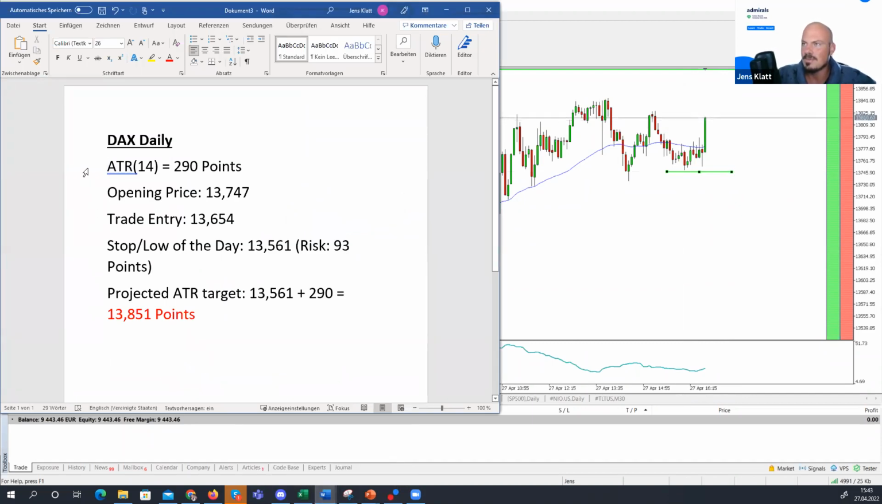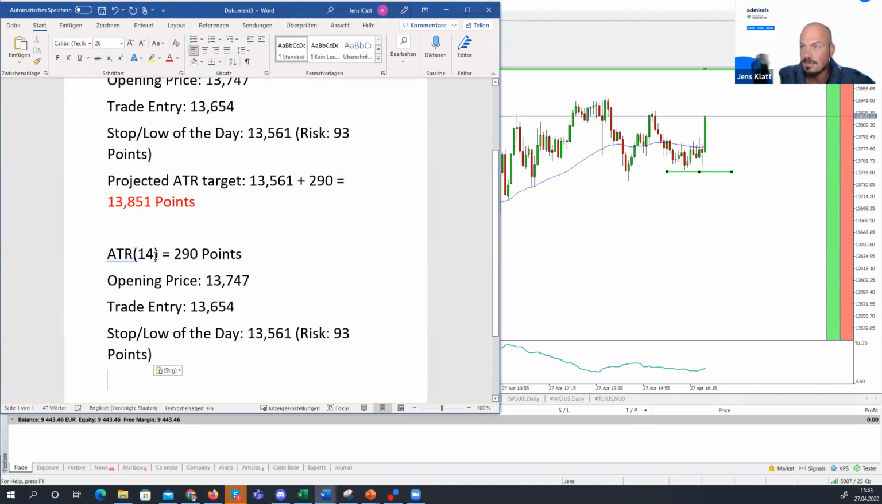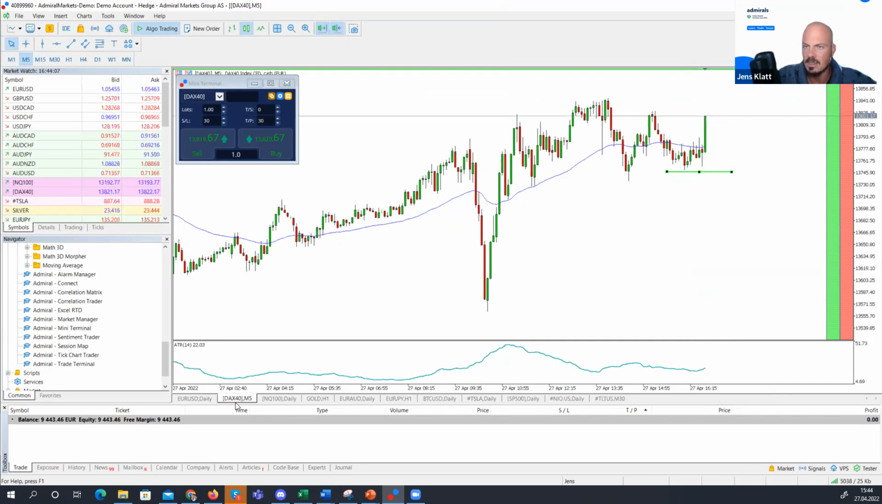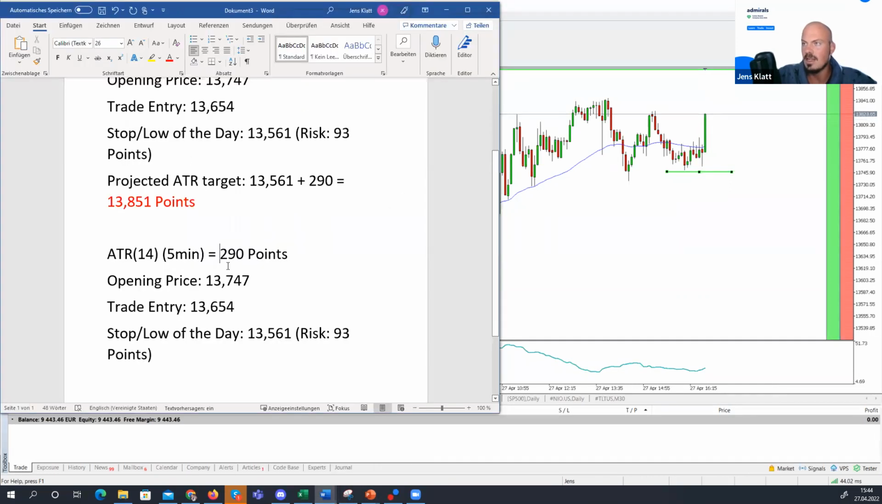So let's assume now we have to work with another ATR. I put this in here. So you can see the ATR here is 22 points. This is the average of the last 14 5-minute candles. So it's around 22 points.